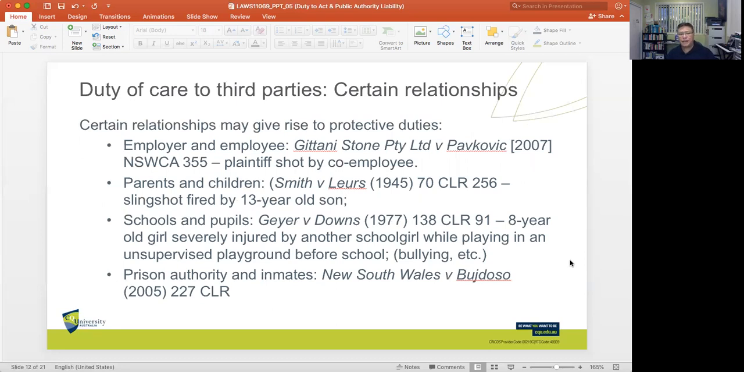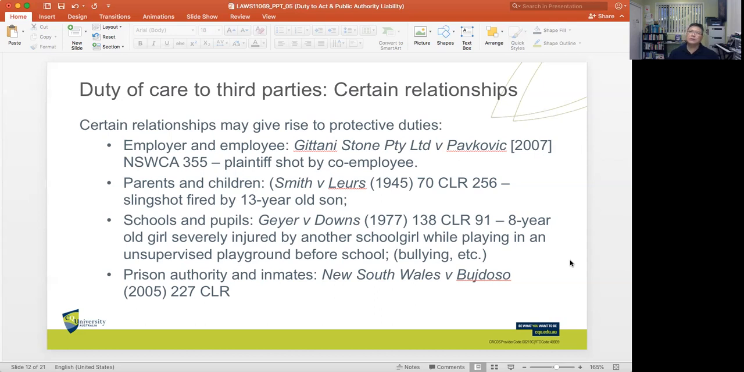Now, I did mention that there are certain relationships which may give rise to protective duties, where there may be a duty of care to third parties. An example would be the relationship between employer and employee. In the case of Gitani Stone Proprietor Limited versus Vavkovic, the plaintiff had often been bullied by a co-employee, and the plaintiff had complained to management about the bullying and the actions of the co-employee.